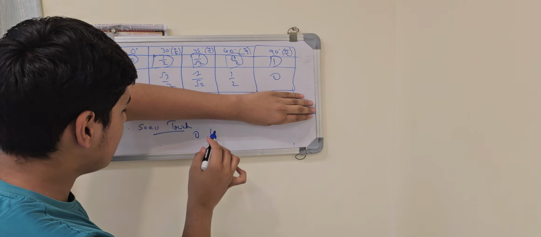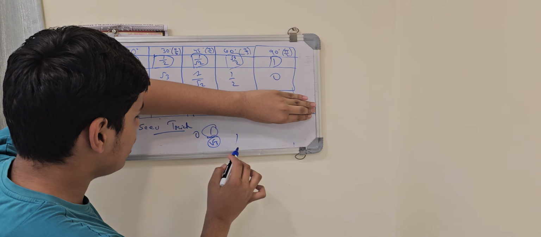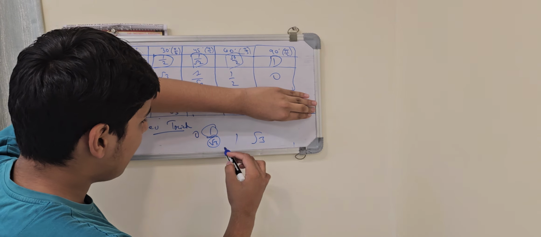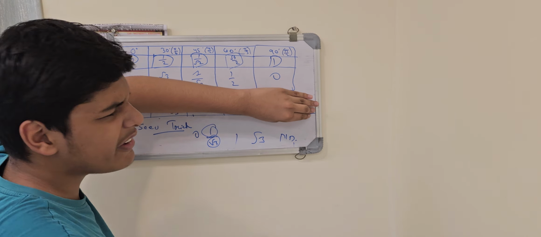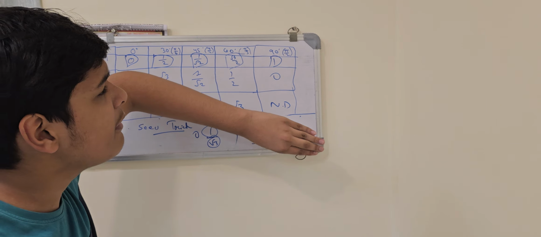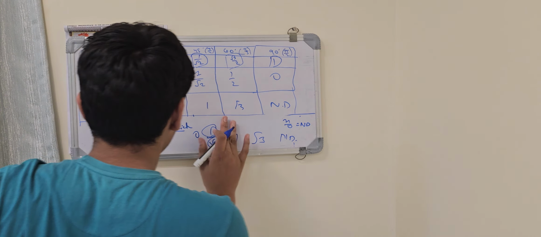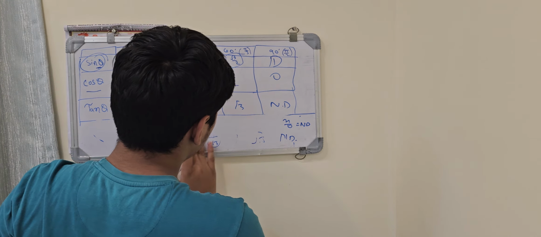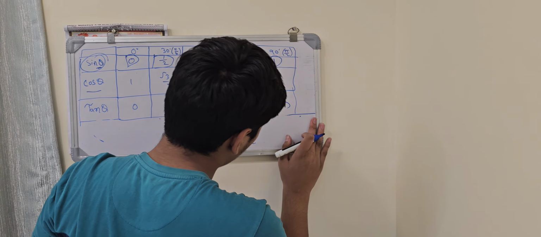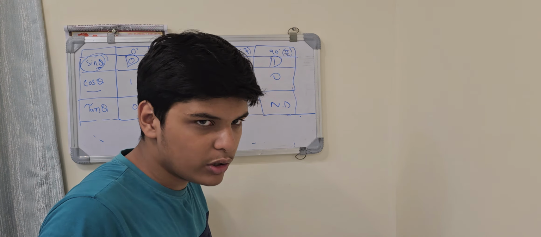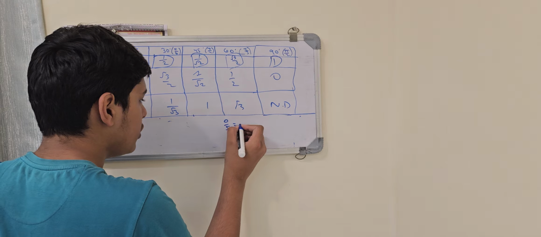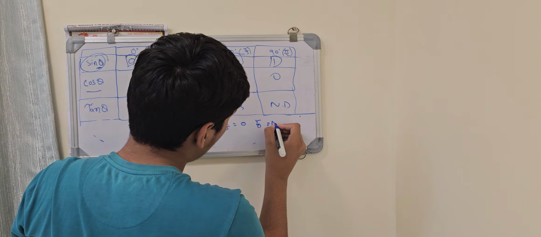Now just take the numerator, write it over here. Take the denominator, write it over here, and the last will be not defined. Okay, very simple. Not defined means what? Not defined means any number divided by 0 is equal to nd. Okay, if I say 5 by 0, 5 by 0 is not defined. If I say 0 by 5, that is equal to 0. 0 by 5 is equal to 0, but 5 by 0 is equal to nd, not defined.